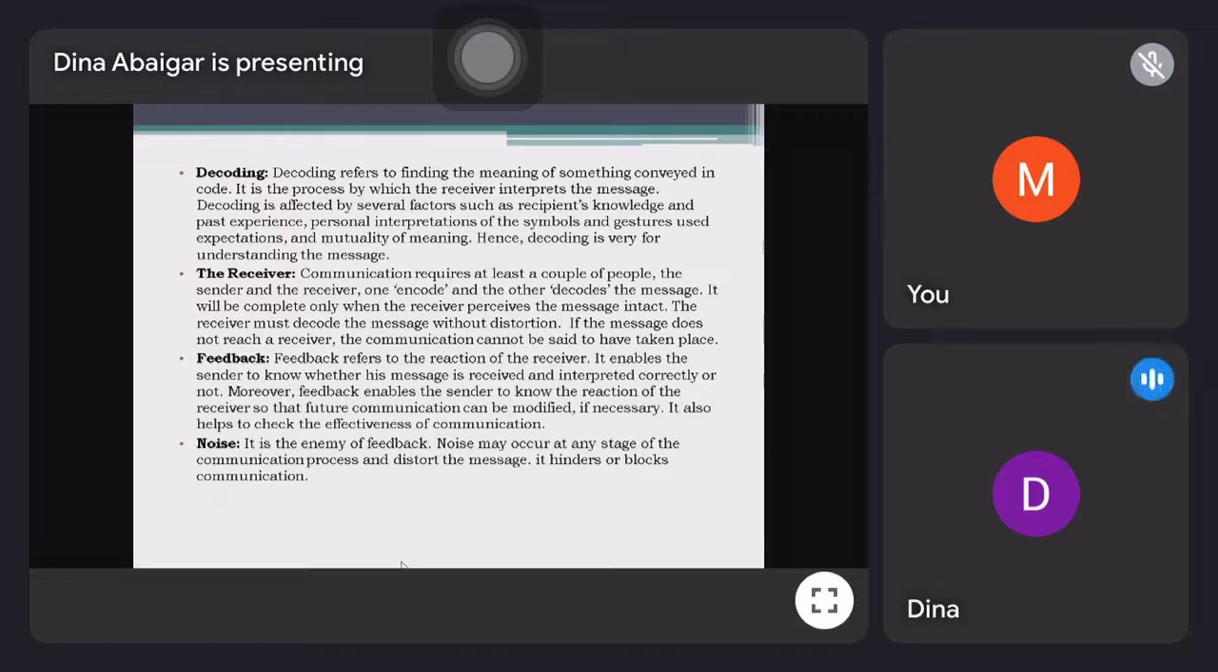Noise can be anywhere, anytime. It hinders or blocks the communication. In the communication process, noise is the greatest enemy of communication.